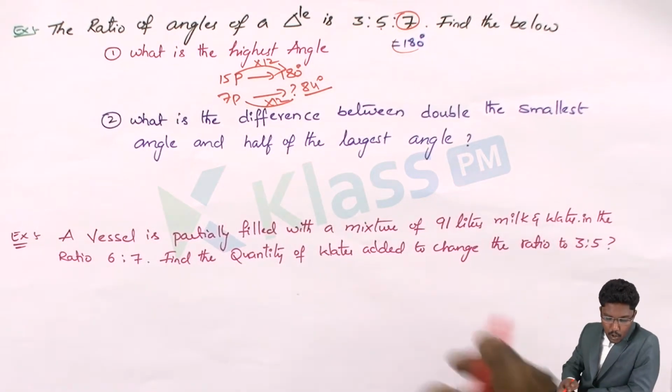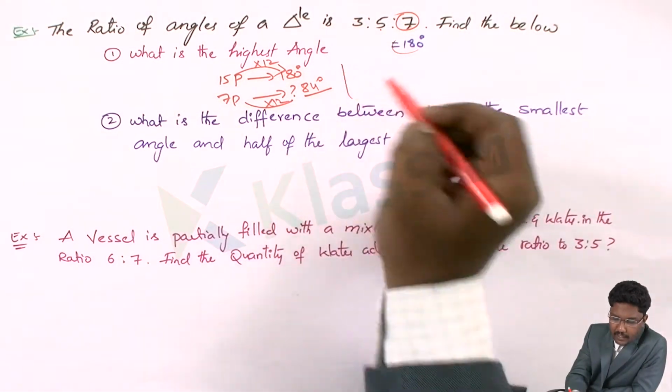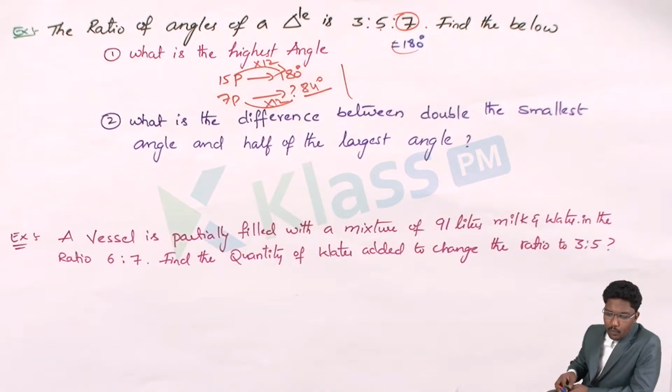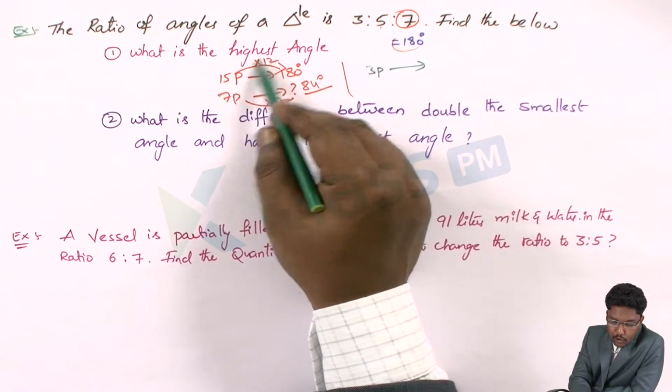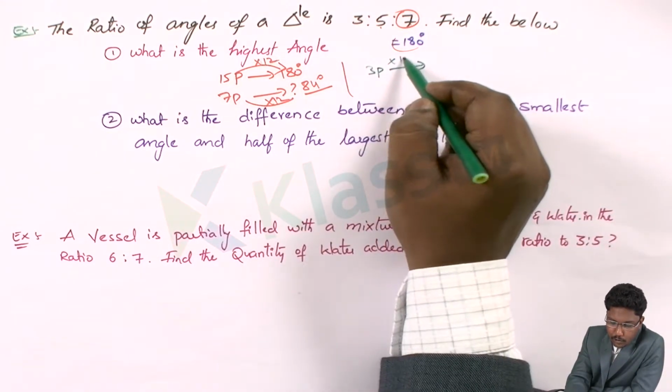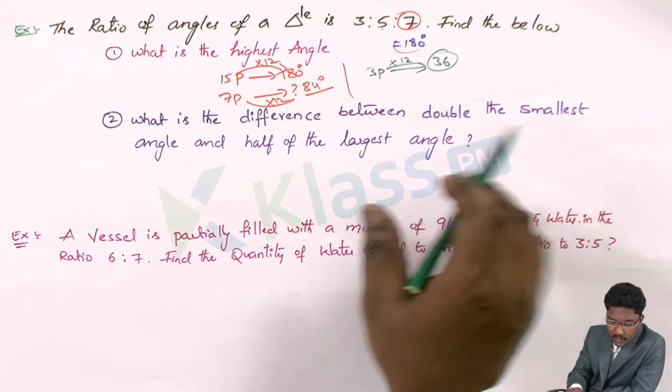And the second question: what is the difference between double the smallest angle and half the largest angle? In this question, find the smallest angle. What is the smallest angle? 3 parts. So 1 part is equal to 12. So 3 parts equal 36. Okay, what is the difference between double the smallest angle and half the largest angle?